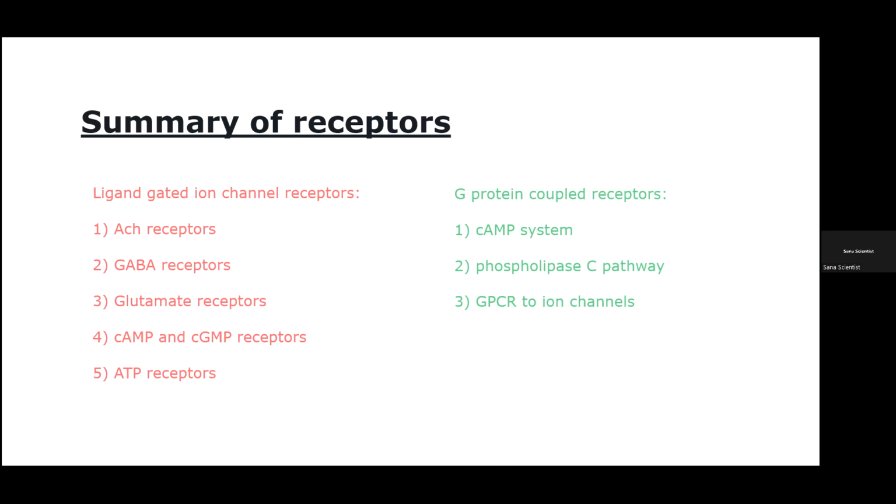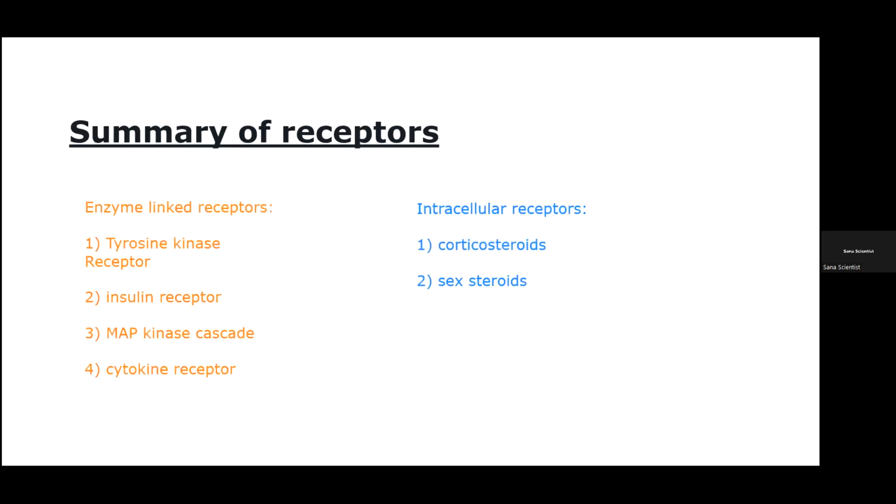I'm going to talk about the next group of receptors, which are the enzyme-linked receptors. So one of the main ones, tyrosine kinase receptors, these are very famous, and especially the structure. Remember that they are also in the membrane, and the intracellular area is highly conserved. And the ATP binding site is also in the intracellular area.